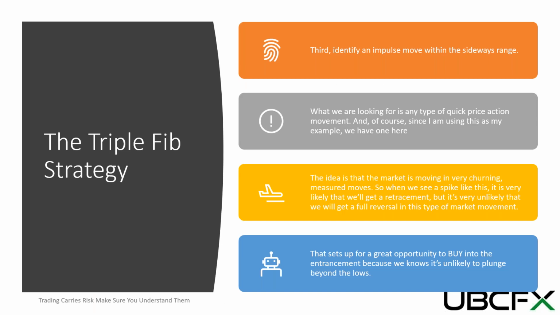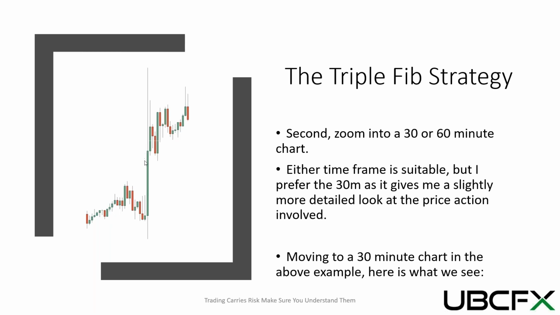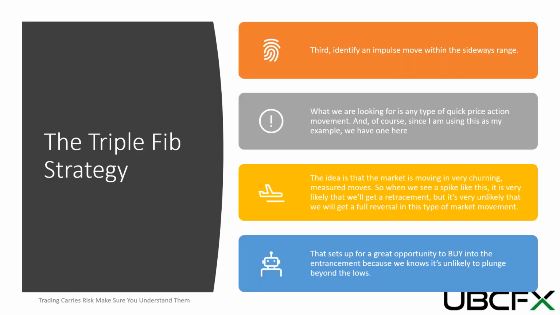Third, identify an impulse move within the sideways range. What we're looking for is any type of quick price action movement. And of course, since I'm using this as my example, we have one here. The idea is that the market is moving in measured moves, so when we see a spike like this, it is very likely that we'll get a retracement. Seeing this spike right here?